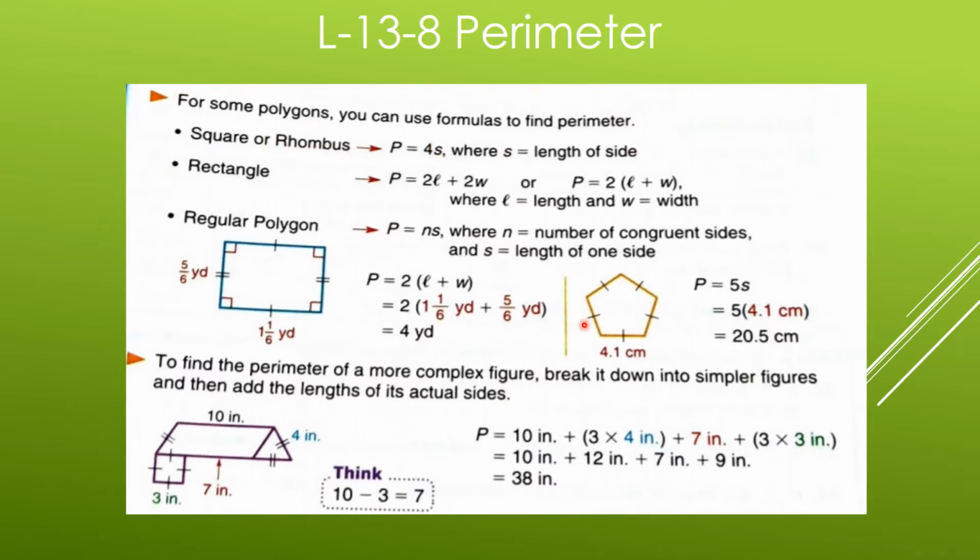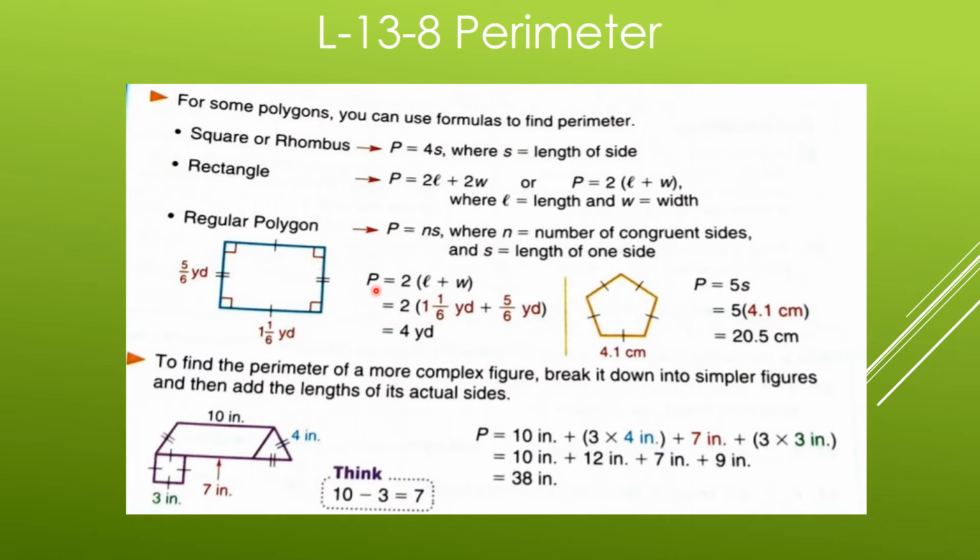If a pentagon is there, for example here, how many sides are there in a pentagon? 5. That's why using 5s. And this is a regular pentagon. Regular means all sides are equal. Then 4.1 here, 4.1, 4.1, 4.1. Or what is the general? 5 multiplied by its side. What is the side? 4.1. Multiply. What is the answer? 20.5.